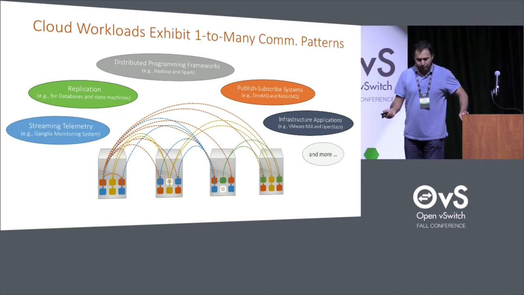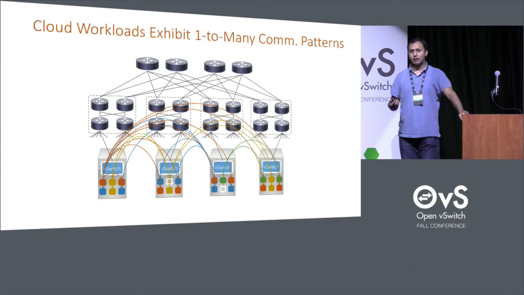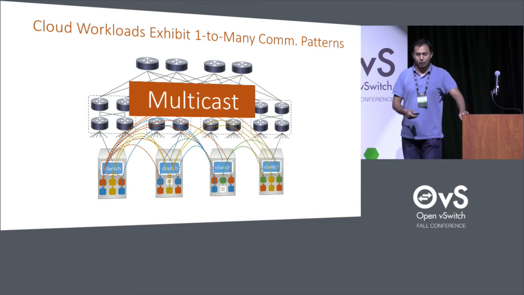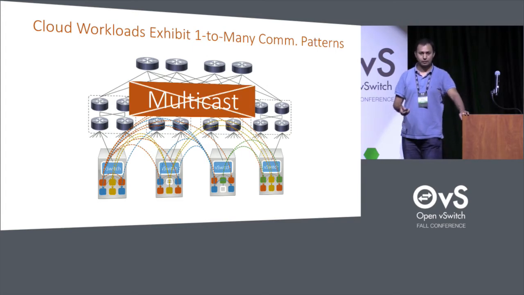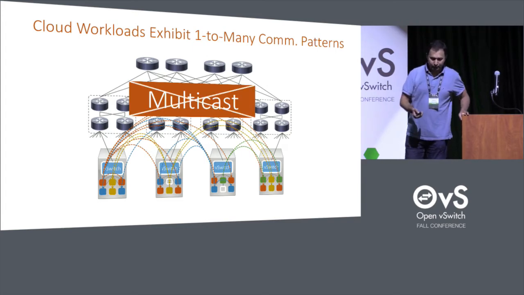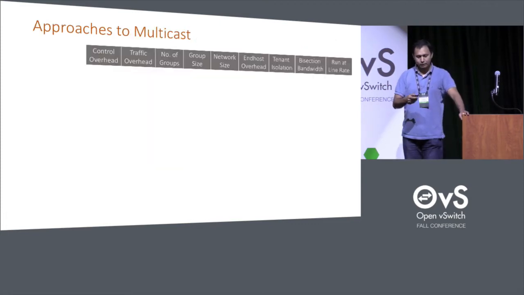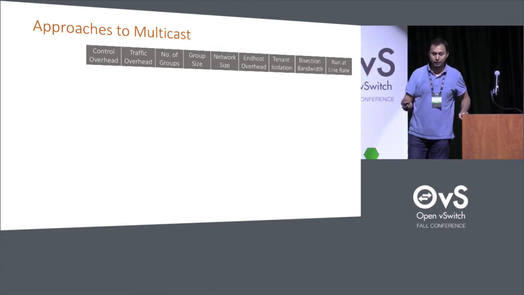If you look at these workloads, it makes natural sense to have multicast to support them. However, none of these cloud providers today, like Amazon, Google Cloud, and Microsoft Azure, support native multicast in their data centers. I think the reason is that there are many different things they need to provide in the data centers, and existing multicast approaches are limited in one or many ways. That's why they become infeasible for cloud deployments.